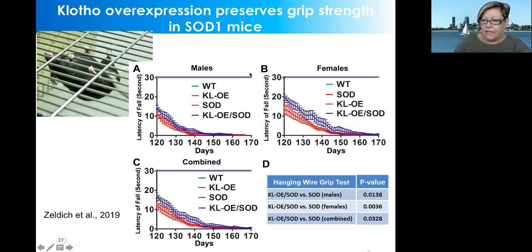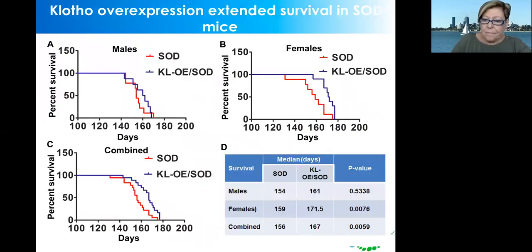They can stay more than 30, but we don't let them because there is no reason. The ones that are SOD, they fall after 10 seconds. And the ones that are doubly transgenic in blue, both males and females, it is a significant difference that they can stay longer. The grip strength is stronger in the doubly transgenic mice.